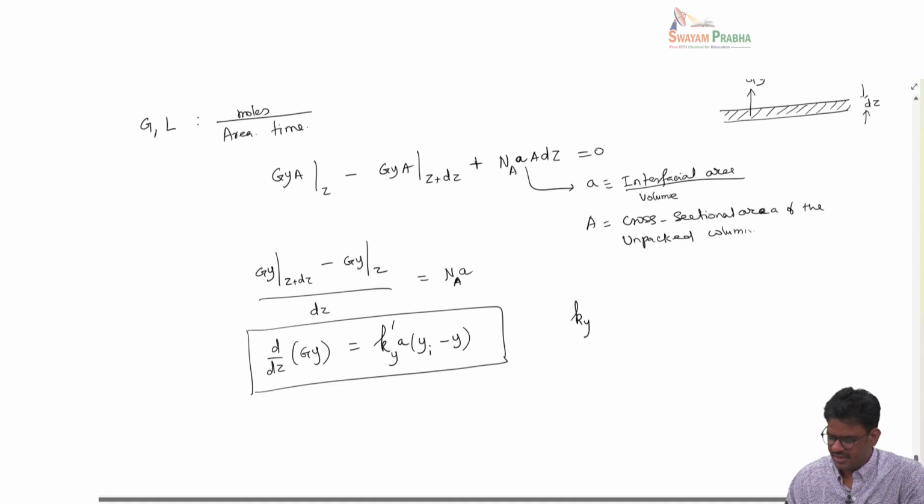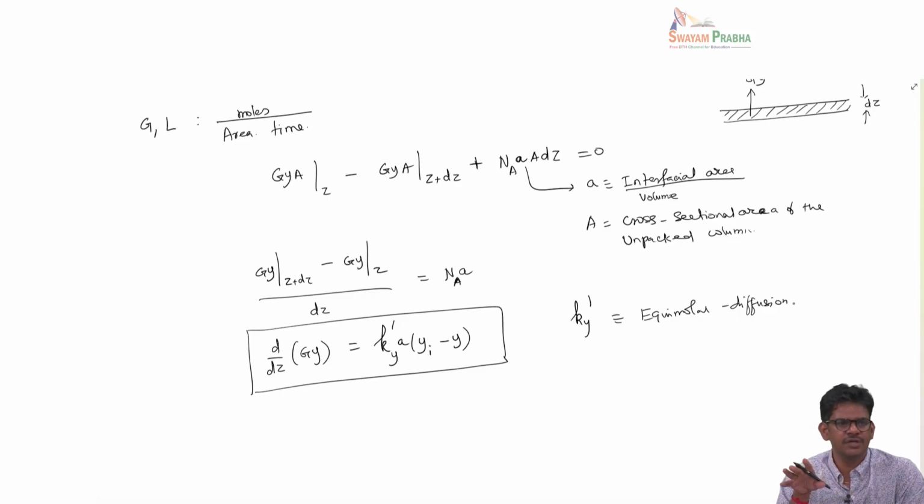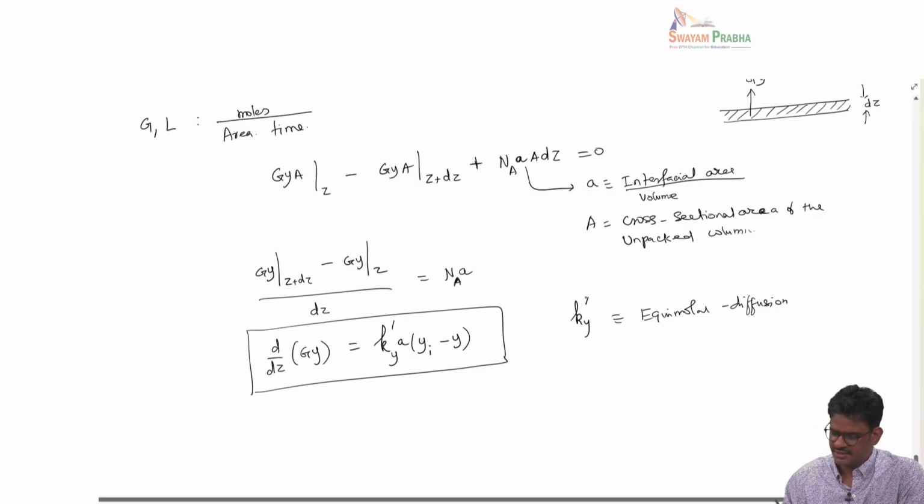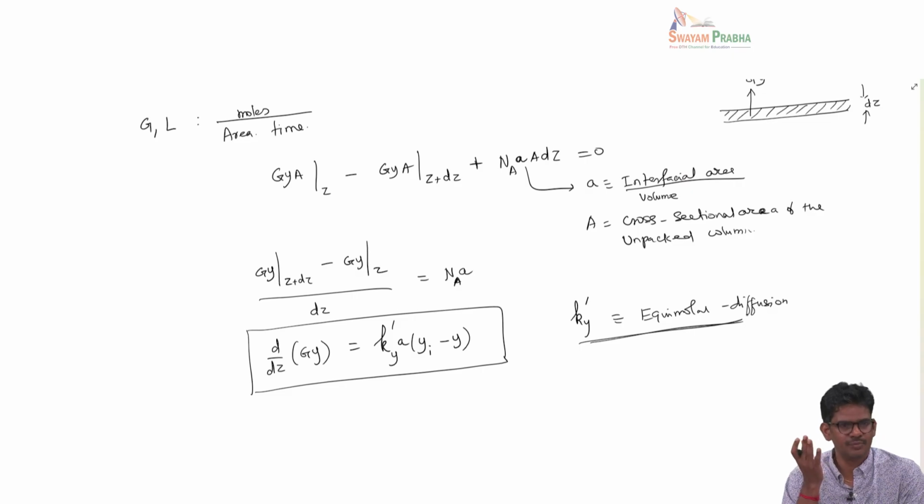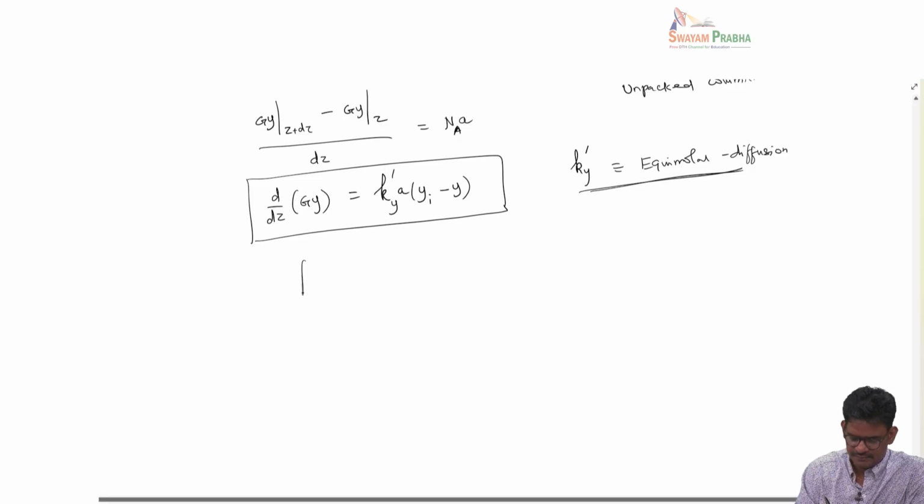See, I am using Ky prime because this is for equimolar diffusion. The mass transfer coefficient notations are different for A diffusing through non-diffusing B or equimolar counter diffusion. So the prime here denotes that this is an equimolar diffusion kind of problem. This is important because when you calculate the mass transfer coefficient from correlations, you have to see whether the correlation is applicable for equimolar or A diffusing through non-diffusing B. The type of mass transfer is important. So now we can rewrite this and integrate.